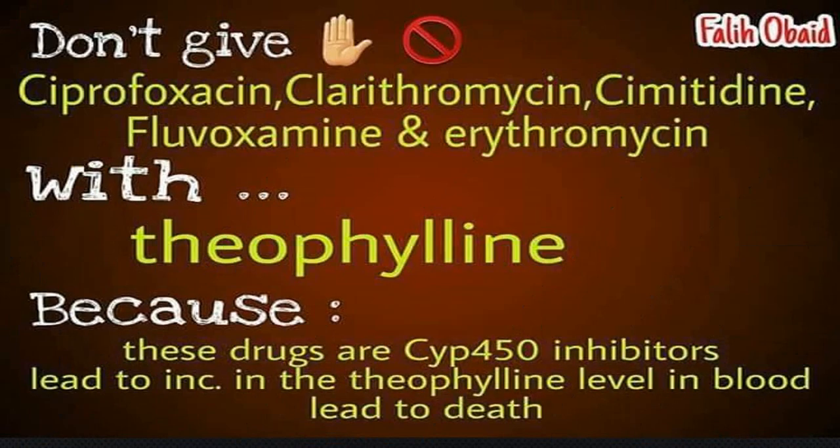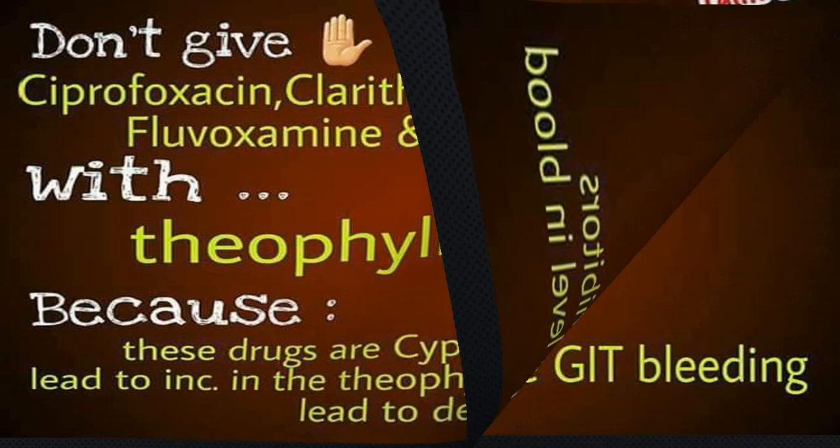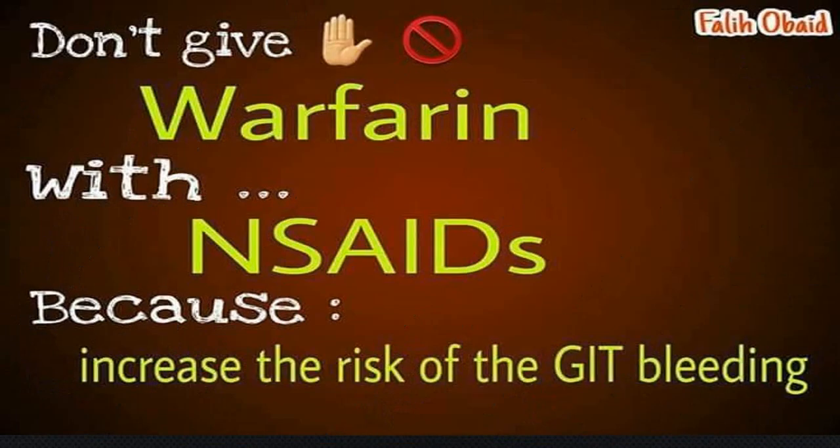The next combination is antibiotics. Different antibiotics like ciprofloxacin, clarithromycin, cimetidine, erythromycin with theophylline. When you give these drugs in combination, they will inhibit the metabolism pathway and increase the level of theophylline in the blood, which can cause death. So avoid this combination. The next combination is warfarin with NSAIDs, non-steroidal anti-inflammatory drugs. It will cause an increased risk of GIT bleeding. We already know warfarin is an anticoagulant drug.